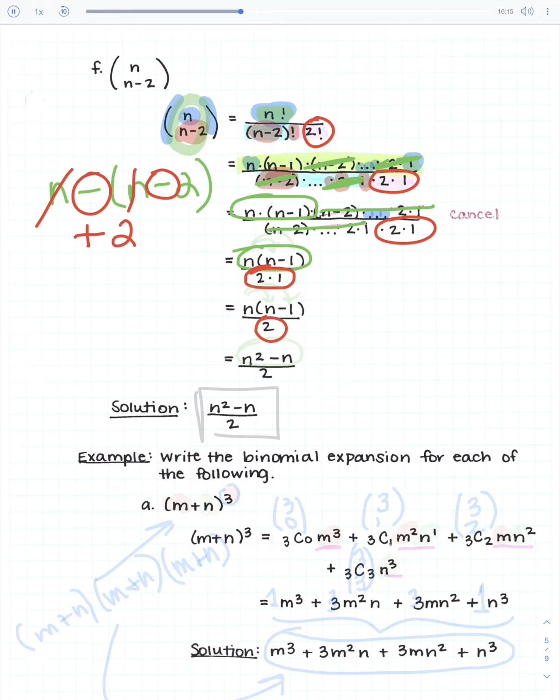So the only thing you could do, really, is multiply out that n on top, which gets you n squared minus n, and then you have the 2 on the bottom. There's nothing else you can do with that, so you are done.